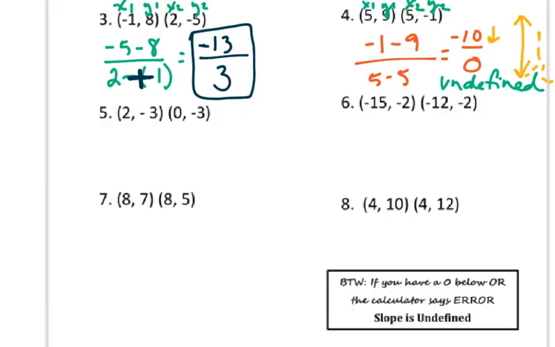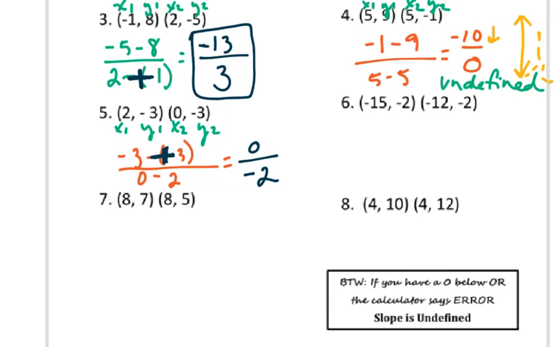So let's try number 3. Last one, and then I'll let you do the last few by yourself. x1, y1, x2, y2. Change in y's, it's a negative 3 minus y1, minus, and then negative 3. 0 minus 2. Minus a negative is the same as a plus sign. Negative 3 plus 3 is 0 over 0 minus 2 is negative 2.